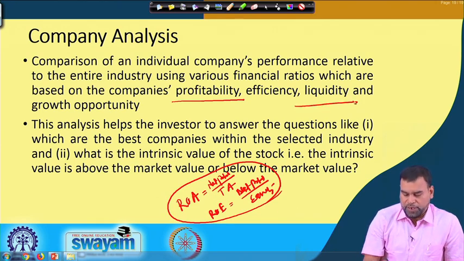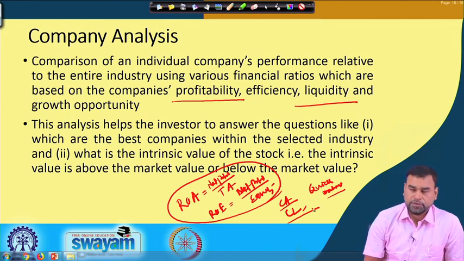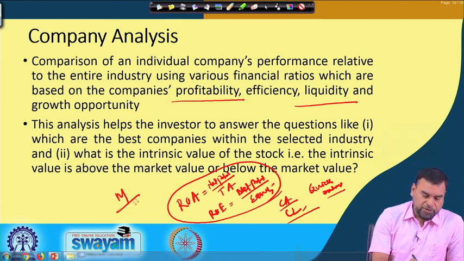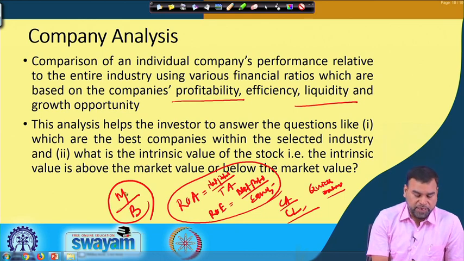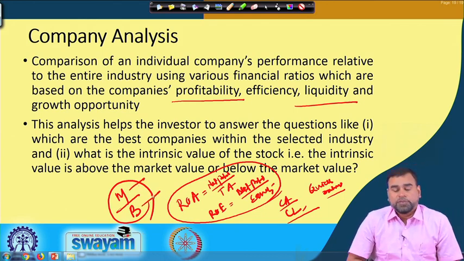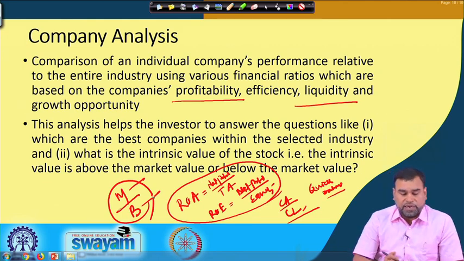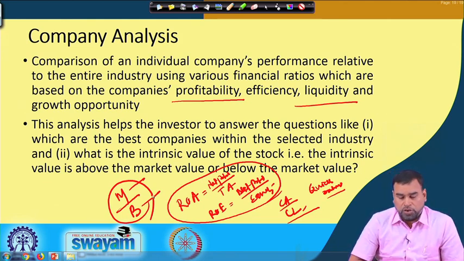You can go for liquidity, like current assets to current liabilities. You can also have the quick ratio: current assets minus the inventories, divided by current liabilities. Growth opportunity can be measured by the market to book ratio of the company: market price of the asset divided by the book value of the asset. So, there are different ratios we analyze to decide what kind of prospect the company has, whether it has better growth opportunity, what kind of profitability it has, and accordingly we decide whether we should invest in that company or not.